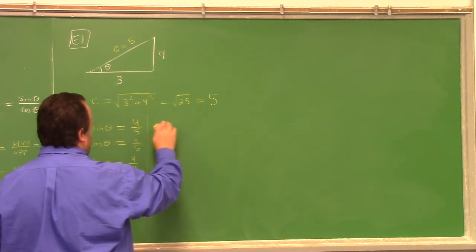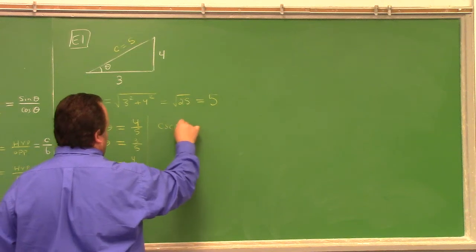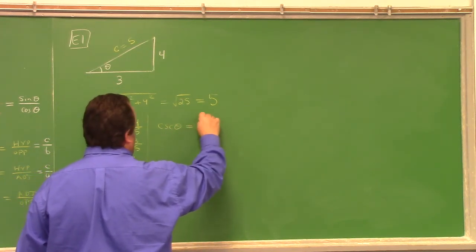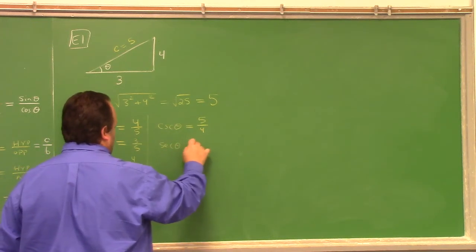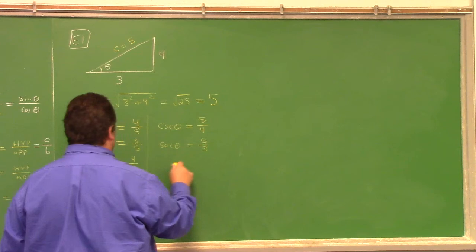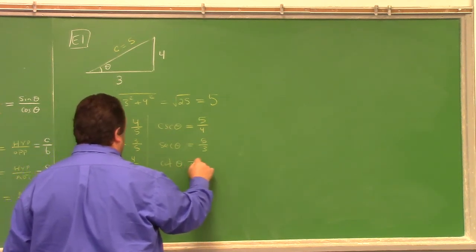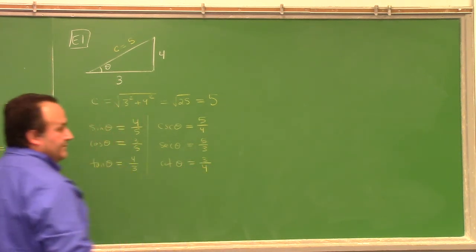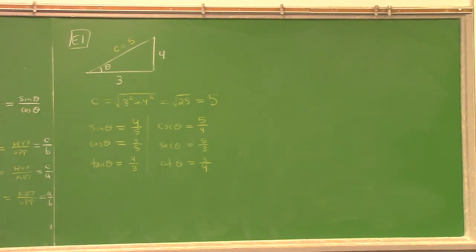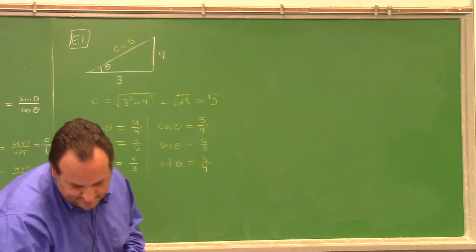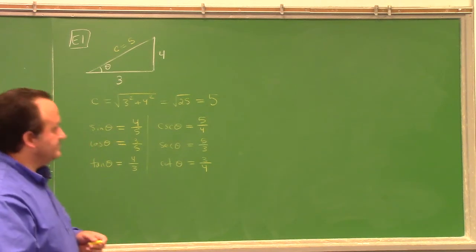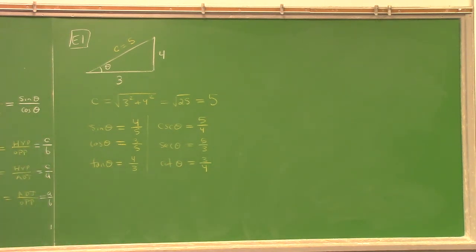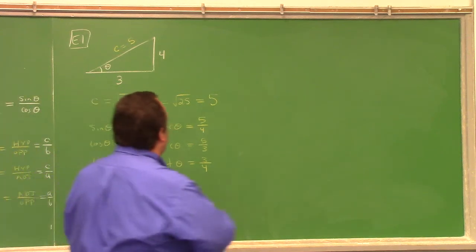I've got to watch myself here. Cosecant theta is 5/4, right? Secant theta, 5/3. Cotangent theta, 3/4. All right. Any questions?